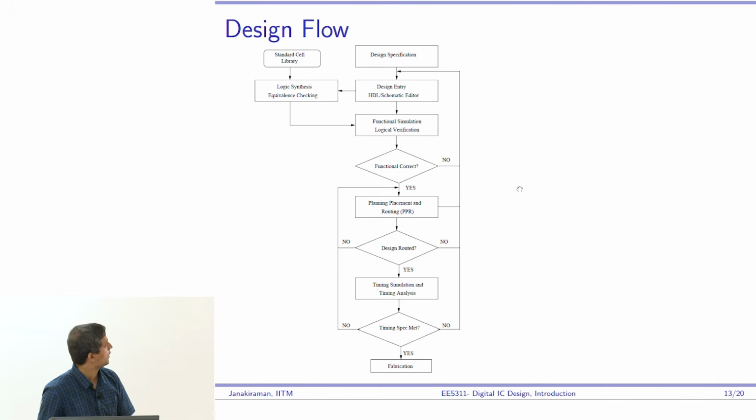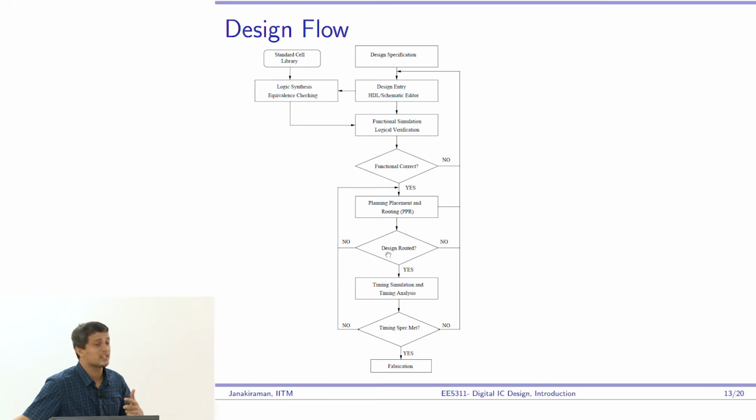In fact, this is the design flow. I know it may not be visible to the last bench, but all I want you to notice here, you can go see the details later. You give a design specification, you do some other things, right? But at every point there is a decision box. What is a decision box? It says, is the functionality correct? If yes, then you proceed to the next stage. Otherwise, you go back and redo something.